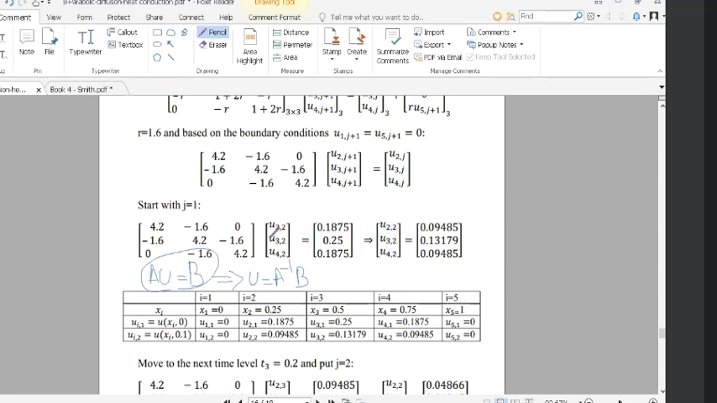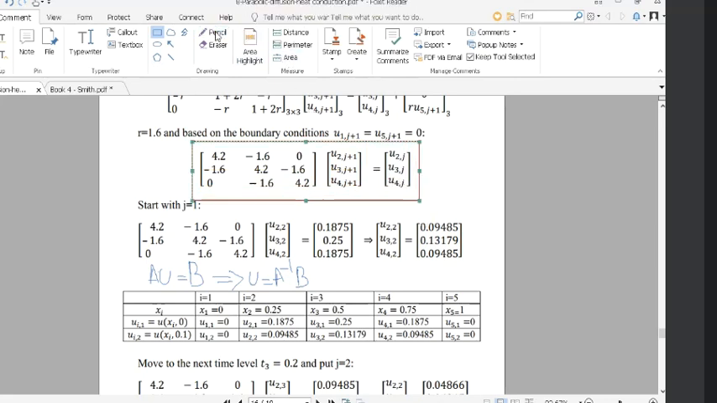Okay. When we compute this value, now you have the value of u at T2. T1 is known because of the initial condition. You compute T2, and now we are going to T3. You should again use this general form, but you should put j is 2 because you are going to the next time level.